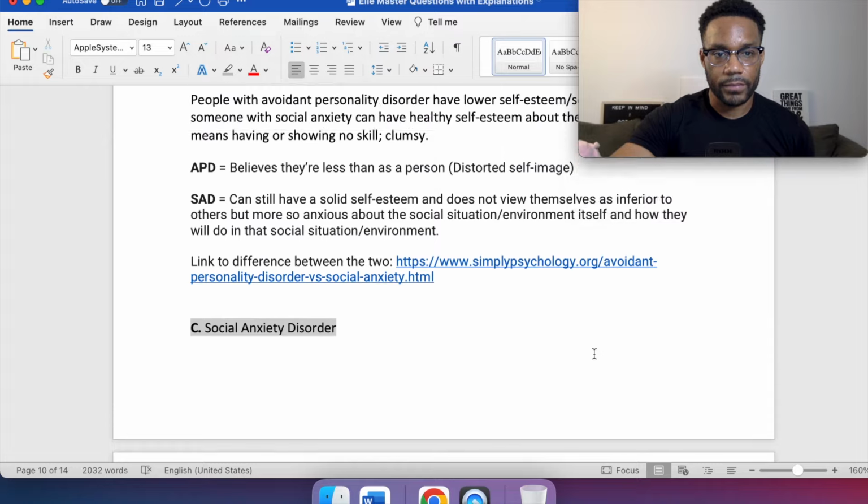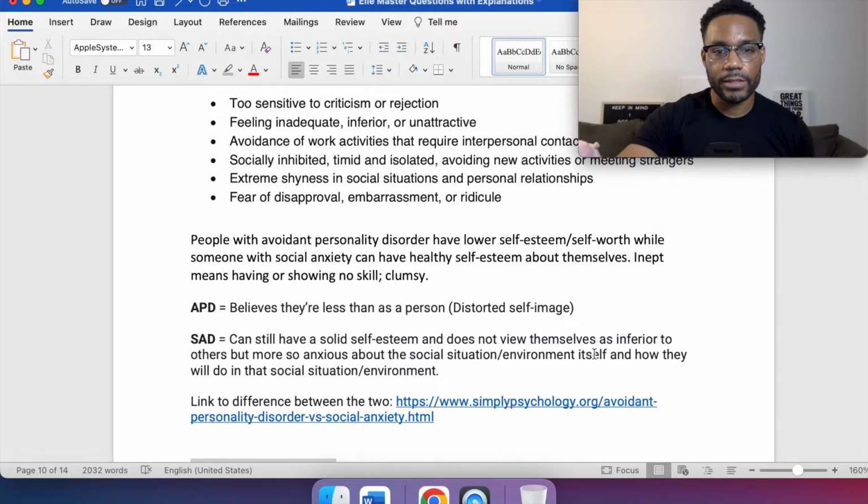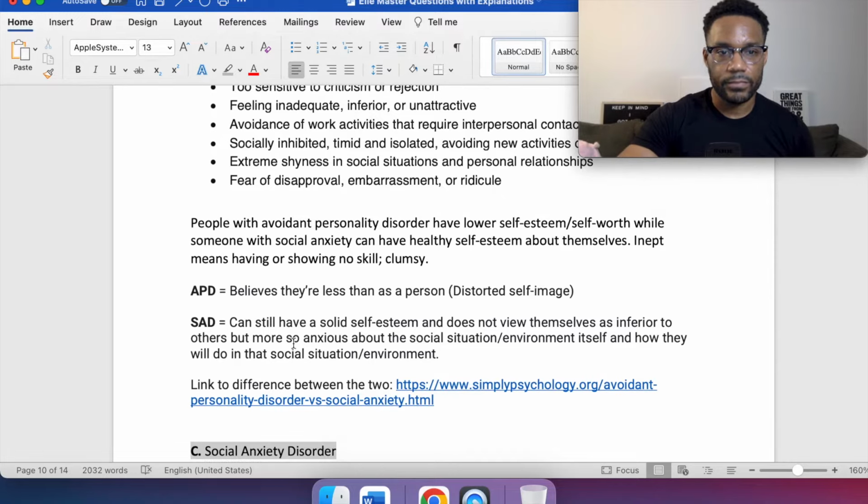So when we read them, we may say, wait, that's really similar, right? That's really similar. Here are the defining features, though. People with avoidant personality disorder have lower self-esteem and self-worth, while someone with social anxiety can have a healthy self-esteem about themselves. Inept means having or showing no skill, or clumsy.